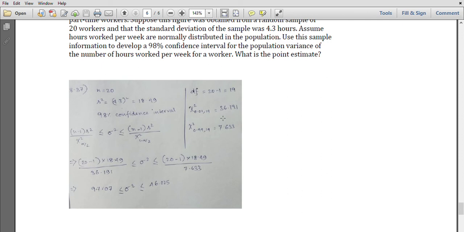And what is the point estimate? Since we are trying to estimate population variance, our point estimate is the sample variance, which is nothing but 18.449.